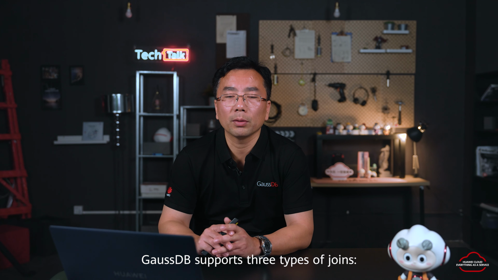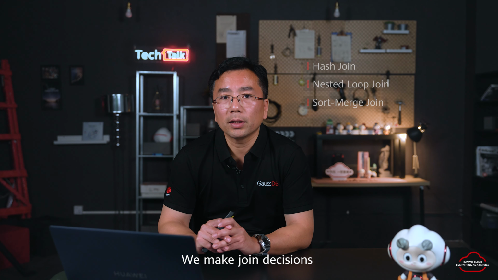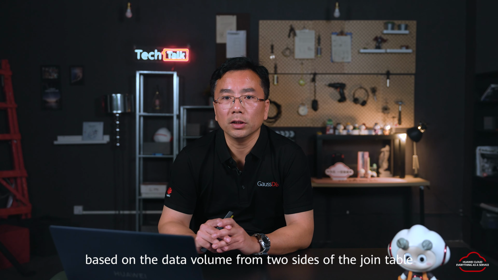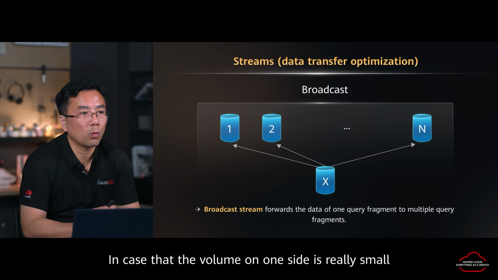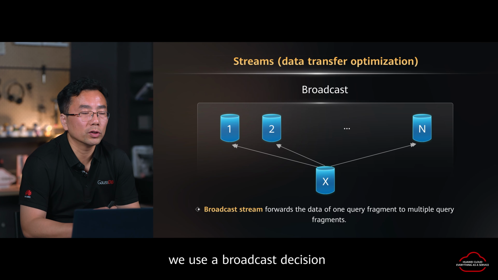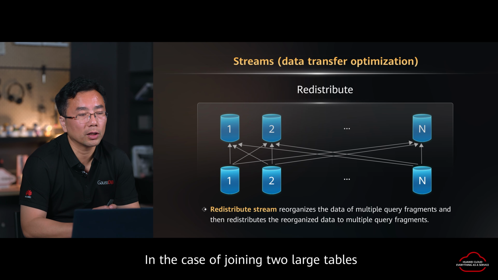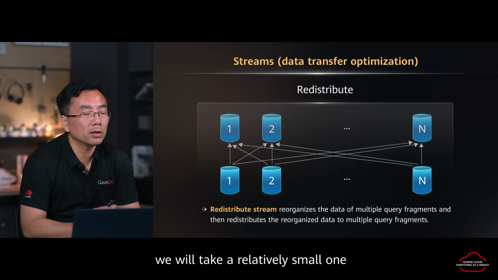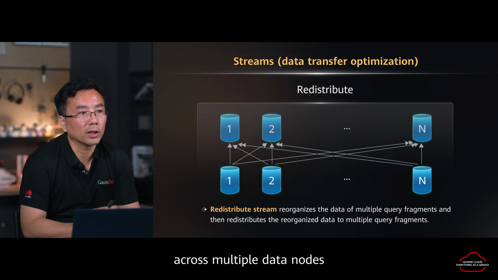GaussDB supports three types of joins: hash join, nested loop join, and sort merge join. We make join decisions based on the data volume from the two sides of the join table. In the case of one side being really small, we'll use a broadcast decision to send a copy of all of the data to all of the data nodes. In the case of a two large table join, we will take the relatively small one, build a hash table, and redistribute this hash table to multiple data nodes so that the parallelism can be done across multiple data nodes.